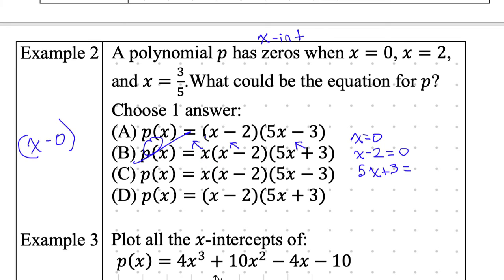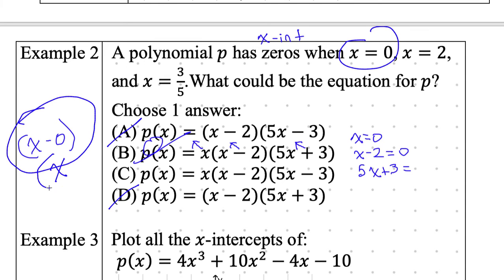So I have already eliminated A and D because I know I need an x in my answer. Just from this fact that x was equal to 0, I know that I should have something of this form or this form as one of the factors. The only thing that has a factor of x in it is B and C. A and D were both missing x. From there, the only difference between B and C is this plus sign and minus sign with the 5x plus 3, 5x minus 3.